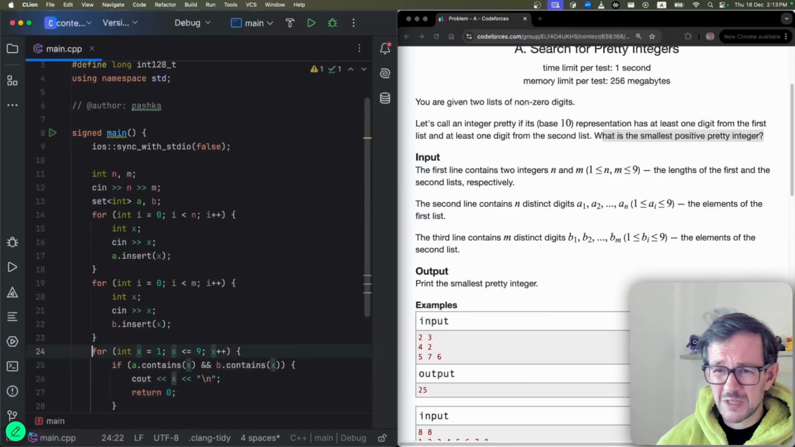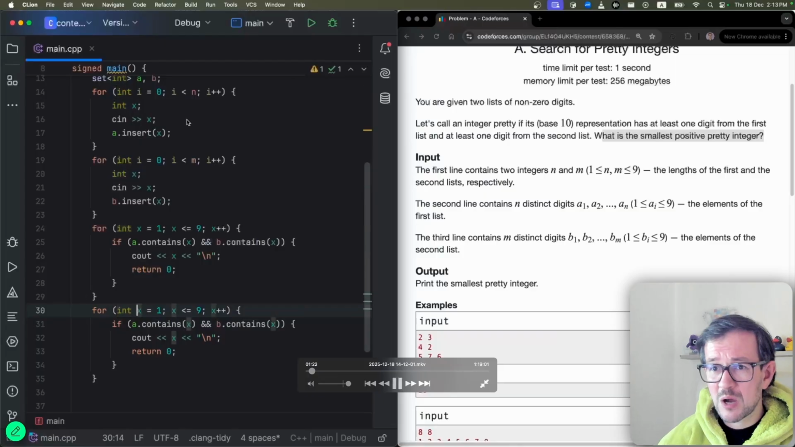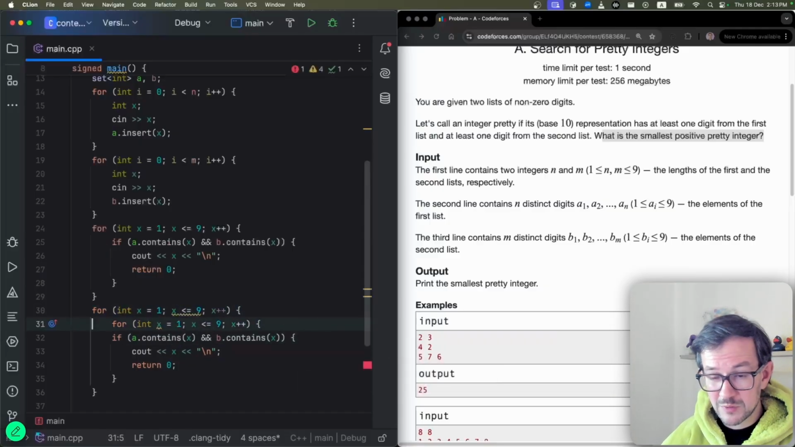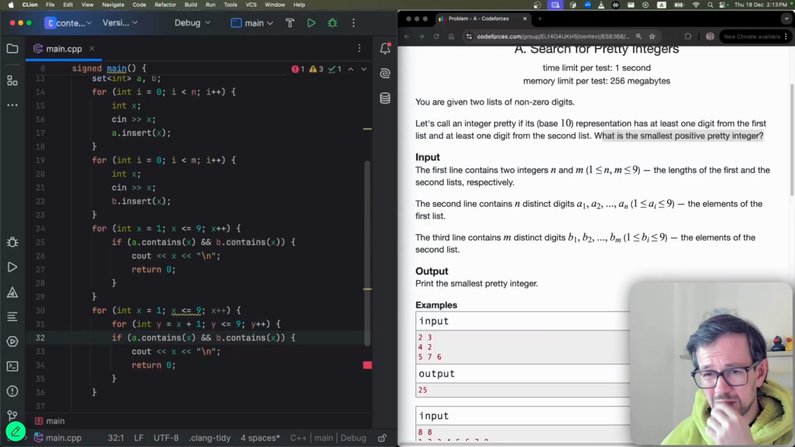I actually implemented it in a very strange way. I'm not sure why. It's the first thing I imagined, so that's how I implemented it. I put one set of digits in one set, the other digits in another set. Here I check if there is one digit which belongs to both sets, then I just output this digit. If not, I make two loops. It's not how you implement it actually. You can just take the minimal digit from each set, but okay.